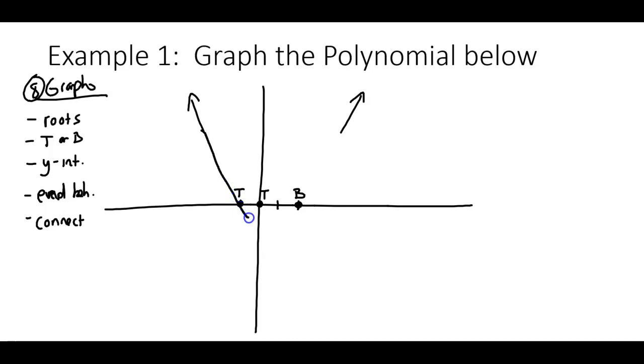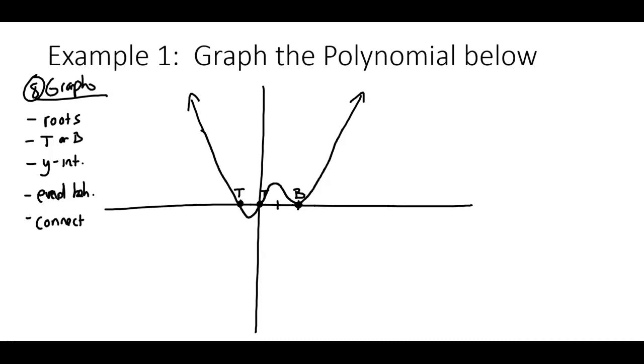And now I see I got to swing back up and go through the x-axis again here. And then I need to come back down and hit this root, but when I do, I'm going to bounce off of that root. I'm not going to go through. And then I'm going to swing back up, and I'm going to connect my dot right there. Okay? And that's my graph.